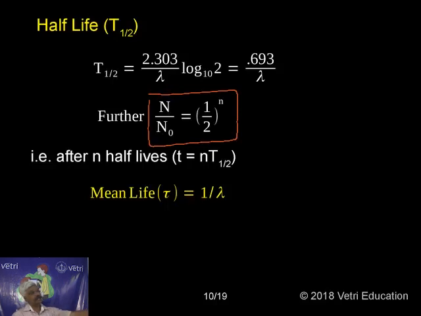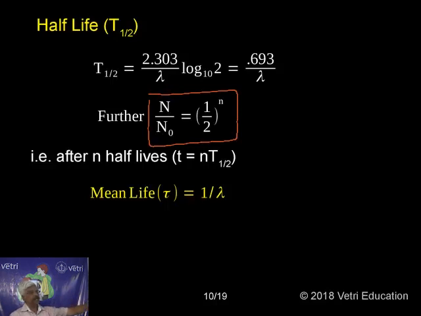T half is called the time taken to reduce to half of its original value. If there are n half lives, n into t half will give the time taken after n half lives. Time taken, what to find out? First we have to find out the value of n. N can be compared with the formula. You will be able to find out the value of n.